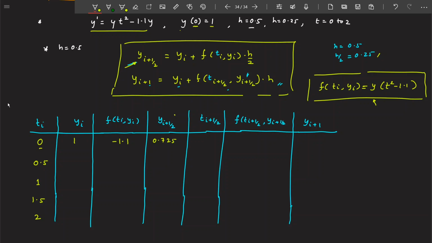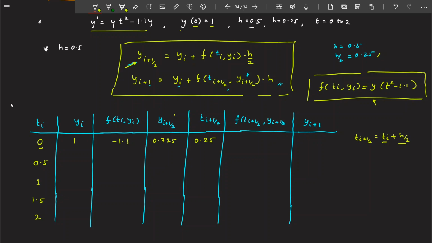Okay. Now let us talk about ti plus half. So what is ti plus half? Ti plus half is nothing but ti plus h by 2. So what is ti? Ti is 0. And what is h by 2? 0.25. So 0 plus 0.25 comes out to be 0.25.